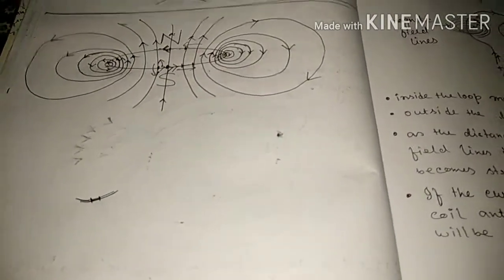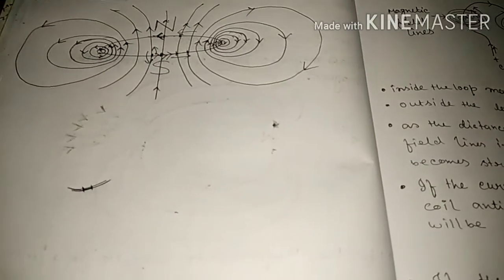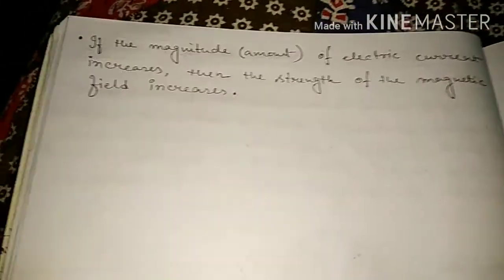So number one, how can we increase the strength of the magnetic field? If we increase the number of turns. And number two, if we increase the magnitude, or the amount, of electric current flowing through the circular coil, then the magnetic field strength also increases.